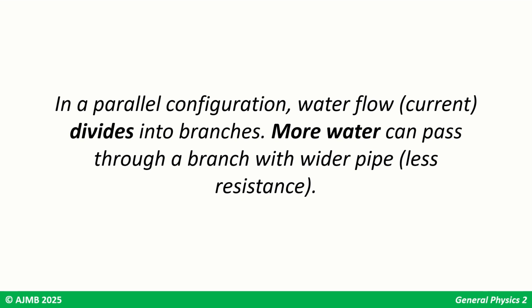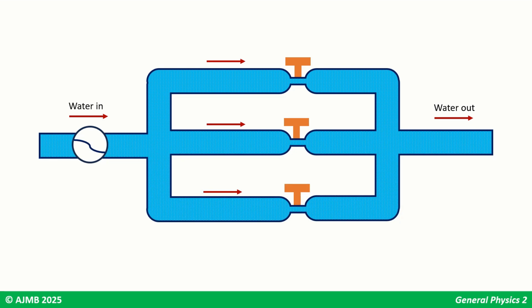More water can pass through a branch with wider pipes. Let me get back to the illustration. Although they look the same, just for the sake of argument, let's say the first one is a bit wider than the second and the third. We expect that more water can pass through the first branch compared with the second and the third branch.